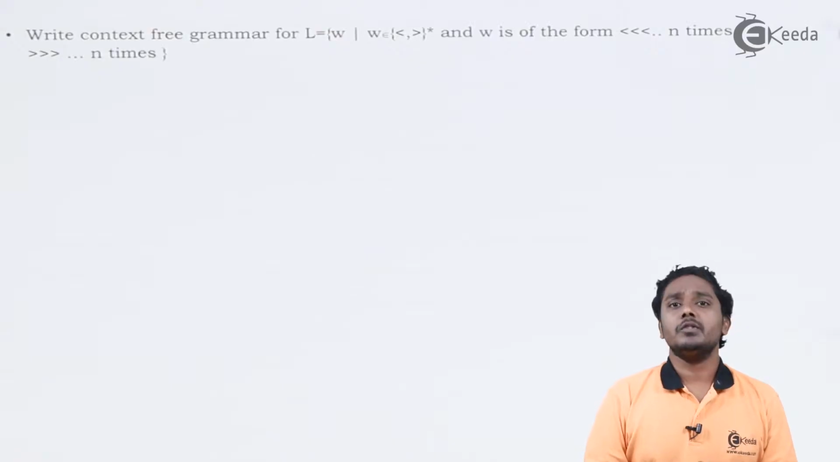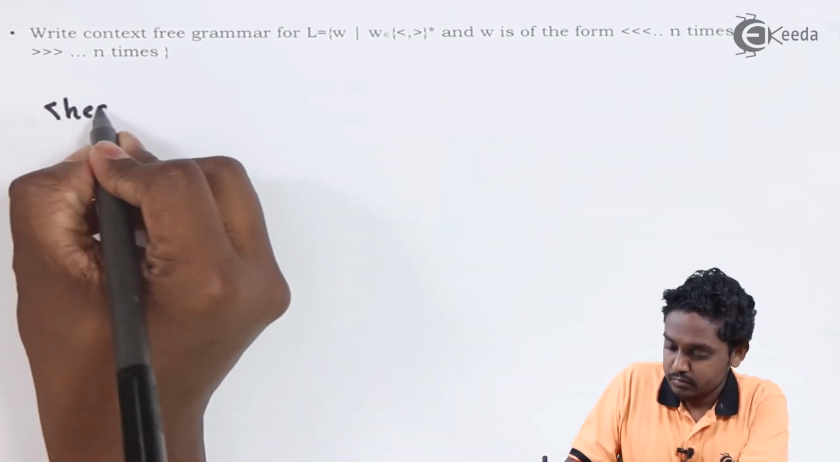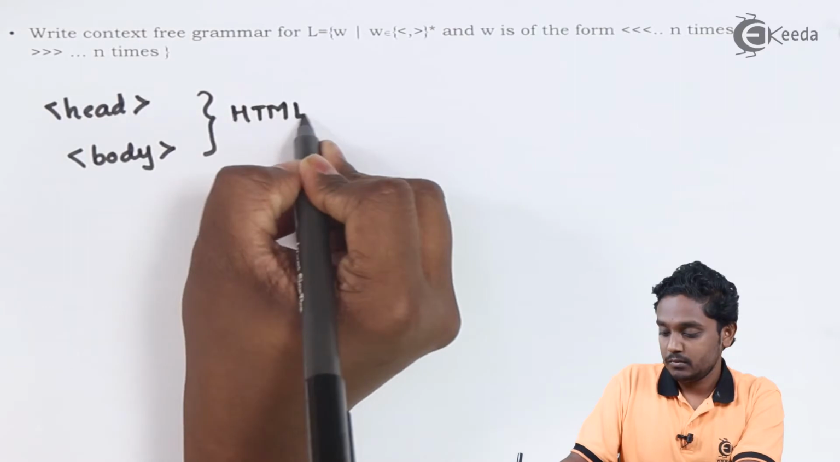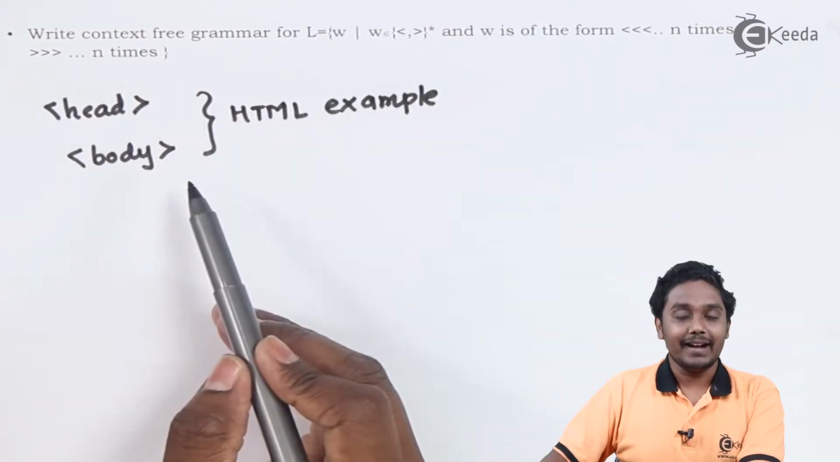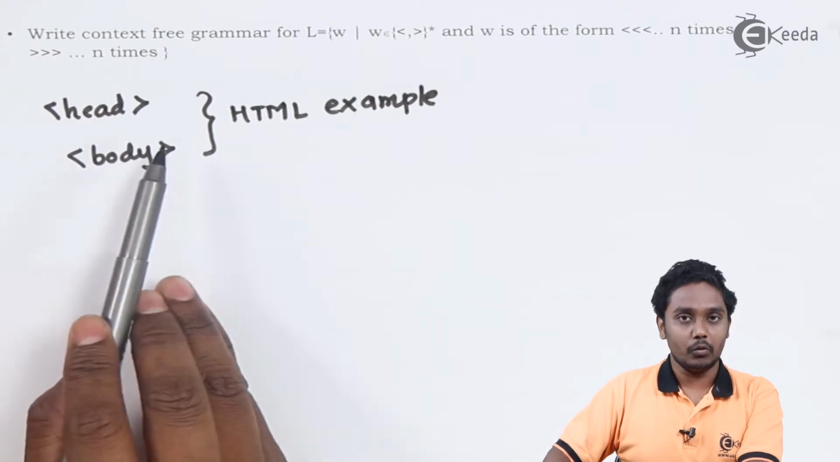We know how HTML works. In HTML, the code is usually matched using something called tags. So let me write one example of a tag. You can see that in HTML, every opening bracket is accompanied with a closing bracket.